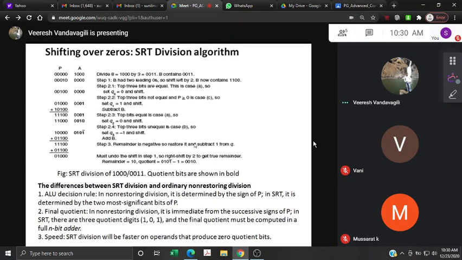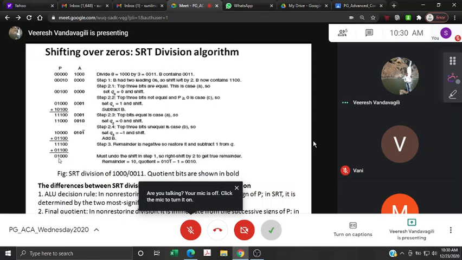So restore it back. How can we restore it? We restore it by adding B to the remainder, and subtracting 1 from the quotient Q0. After subtracting 1 from Q0, adding here and adding here, we get 01000. We must undo the shift step by 1, a right shift by 2, to get the remainder. So the remainder is 10. This is the quotient, 0101 minus 1.